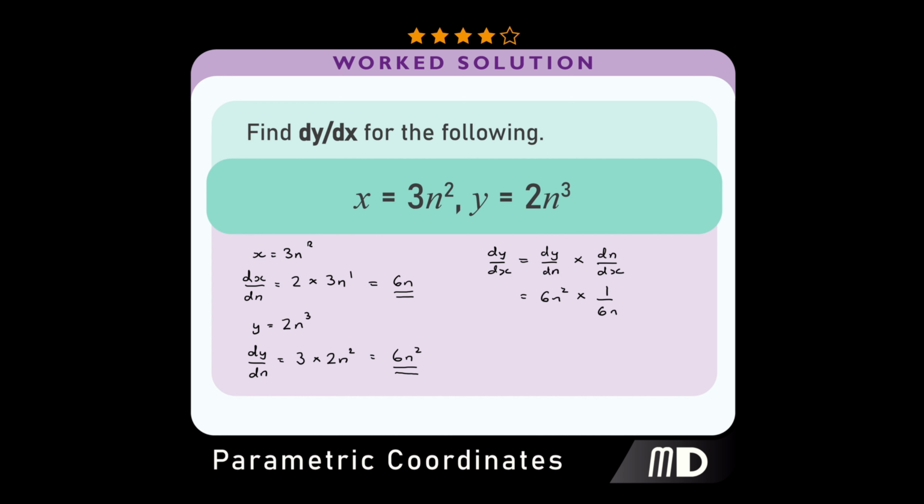We can simplify this by cancelling a 6 and an n from each term, which gives us n multiplied by 1, or just n. So, dy by dx, and the answer to this question is n.